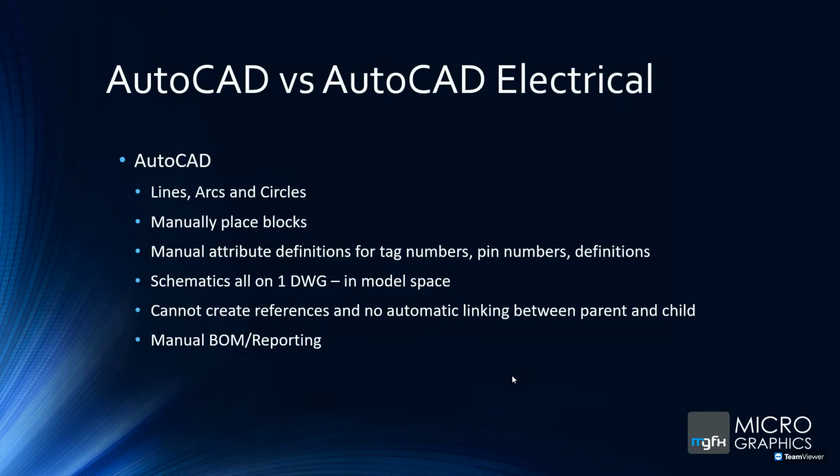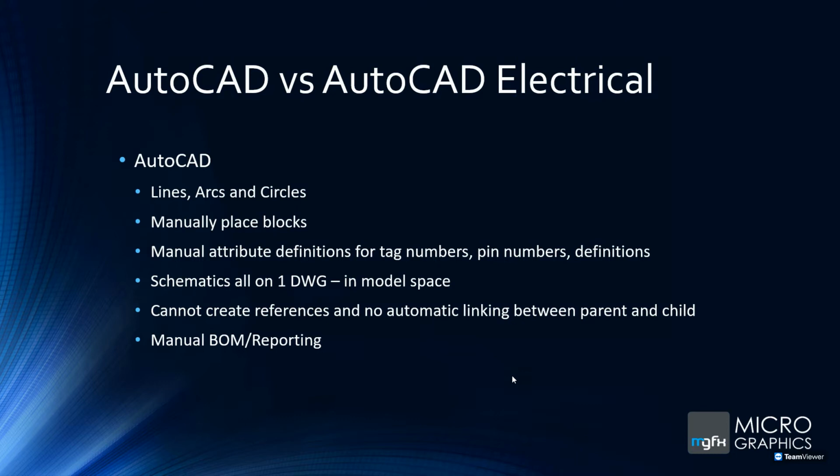Okay, so AutoCAD versus AutoCAD Electrical. How would we draw something in AutoCAD? With AutoCAD, it's basically lines, arcs, and circles. So you draw a line, draw some arcs, a circle, maybe trim off some stuff. And then you've got all your one line wires that run all over the sheet. Then what you do is you manually place your block. So you take a block, you drag it in, and place it where you want the line.